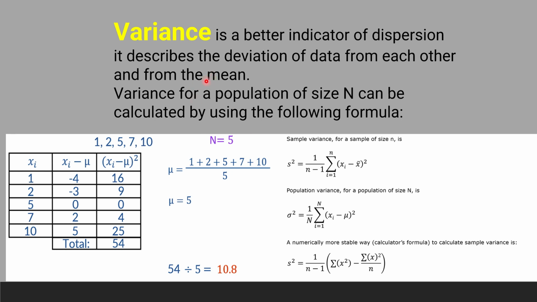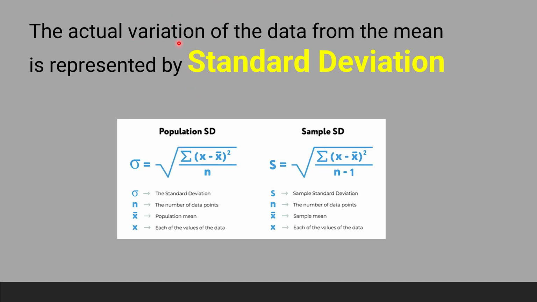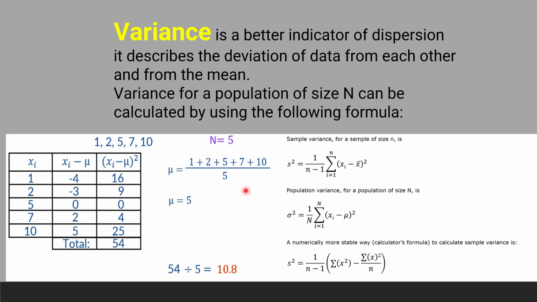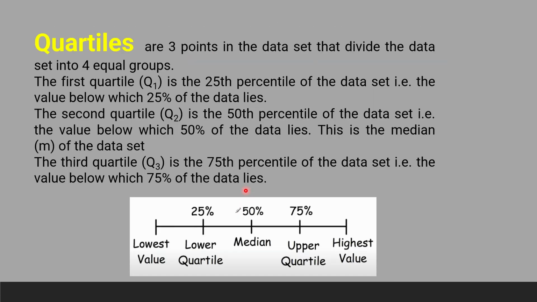Next, the actual variation of the data from the mean is represented by standard deviation. Standard deviation is nothing but the square root of variance, you can say. So in this case the square root of 10.8, that is the SD or the standard deviation.